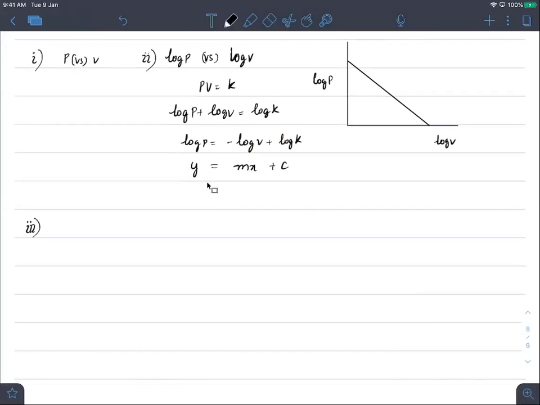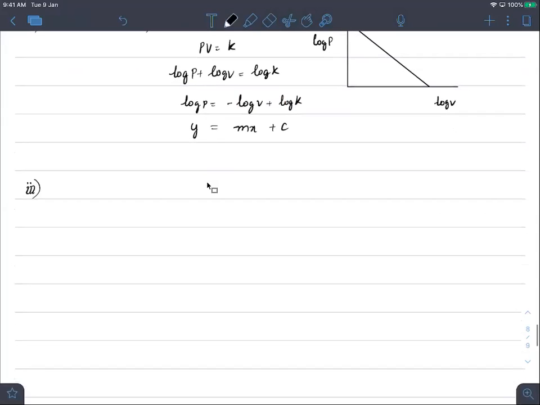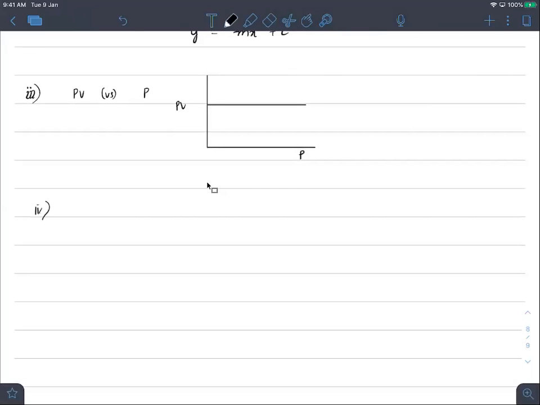I hope you understood, all of you. Similarly, if you have to plot PV versus P, we know that PV is a constant value. So if you plot it with respect to P, it will always be constant. At any pressure, the P into V will always be constant. The other graph that could be asked is P versus 1 by V. We know that PV is equal to constant, so P will be equal to K by V, which is same as y is equal to mx. y is equal to mx is a straight line passing through the origin. This is how it would be.